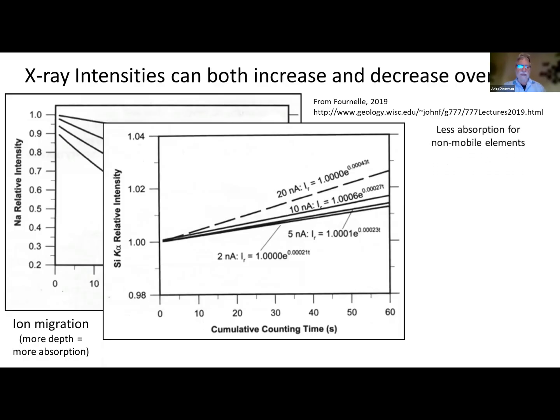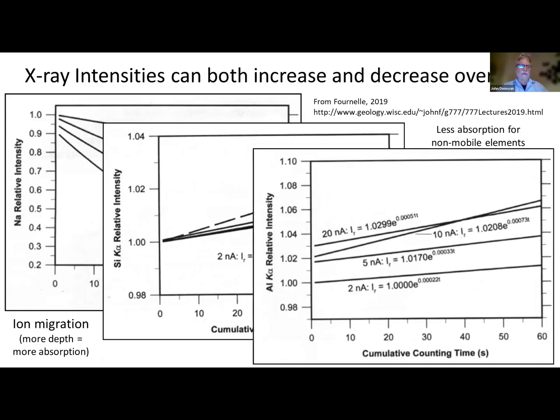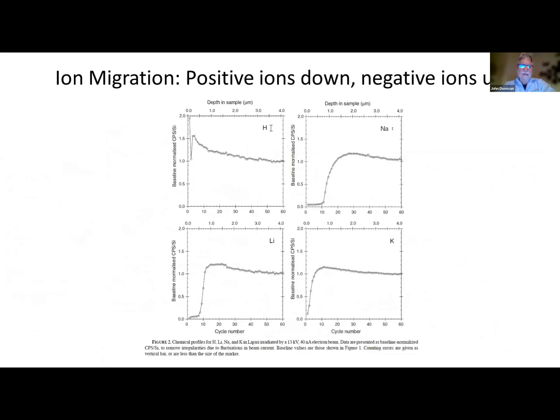And this is not the case of a typical kind of geological glass. That might be silicon and aluminum will increase over time, while sodium and potassium will decrease. Did I say that right? Silicon and aluminum will increase and sodium and potassium will decrease, apparently. And this, we think, is actually from ion mobility in many cases.